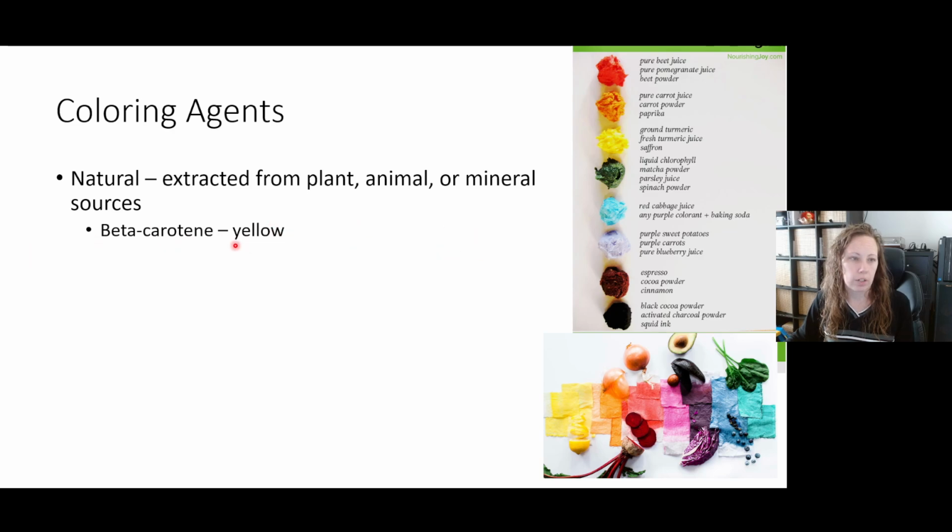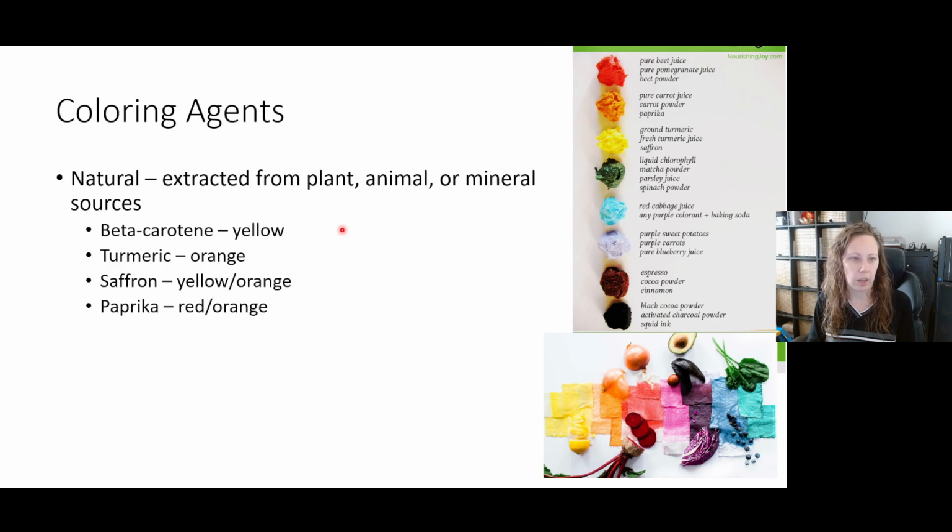the vitamin beta-carotene is yellow in color and can be used as a colorant. Turmeric is orange. Saffron produces a yellow-orange dye. Paprika you can use to color foods reddish orange, and squid ink is a source of black. There's also, this is a mineral source, ferrous gluconate is also a source of black coloring.